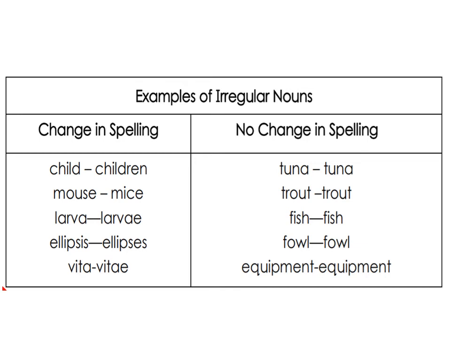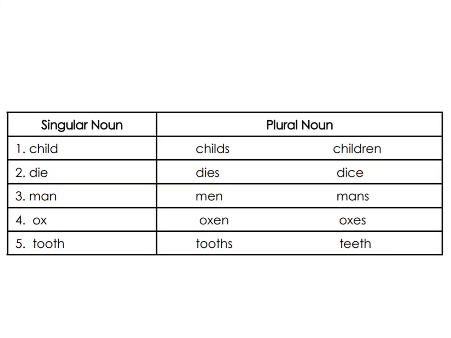Next, no change in spelling. We have tuna, still tuna. Trout, still trout. Fish, we have fish. Fowl, we have fowl. Equipment is still equipment. Like sheep, sheep. Deer, deer. Right? So now, let's find the plural nouns of these irregular nouns.